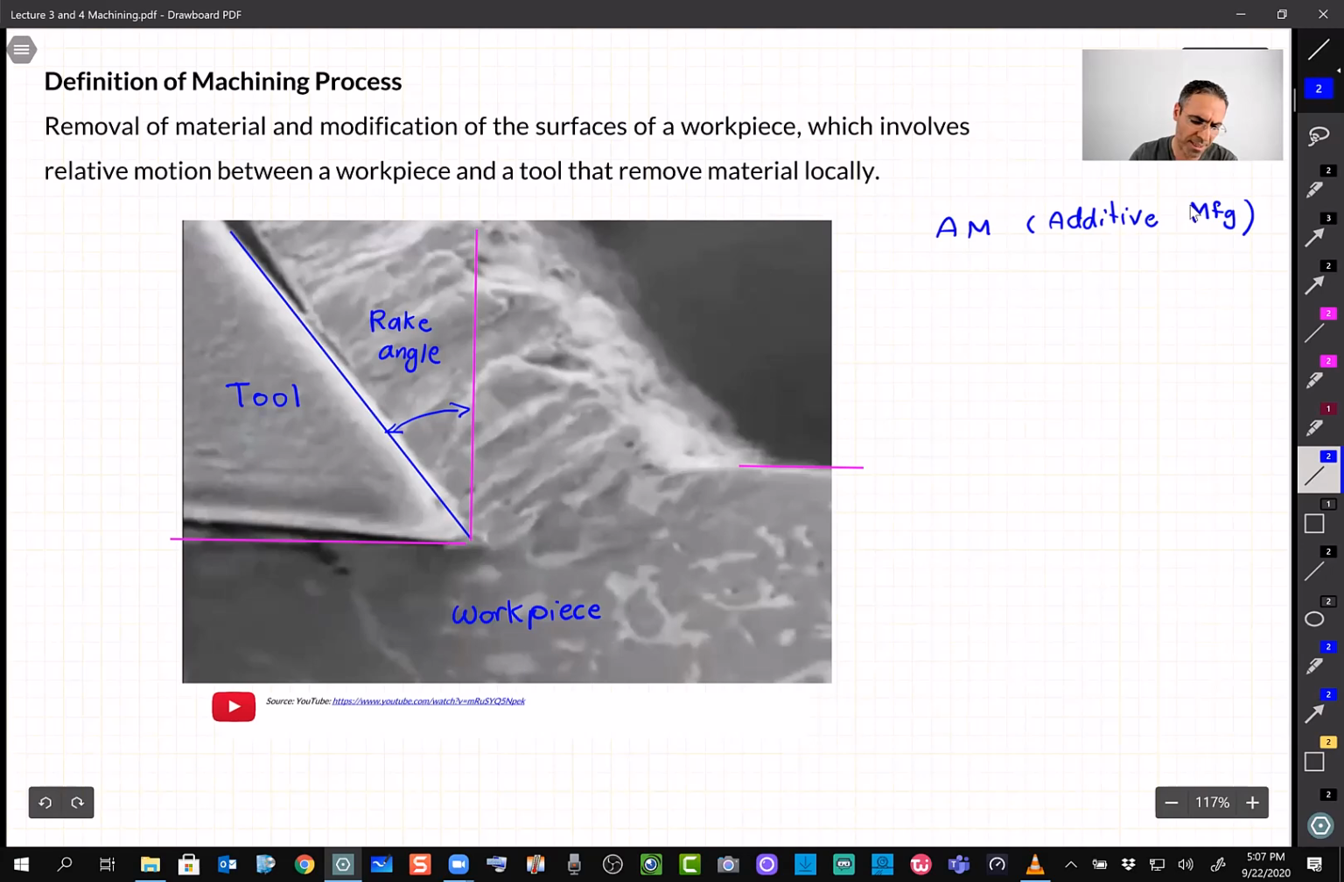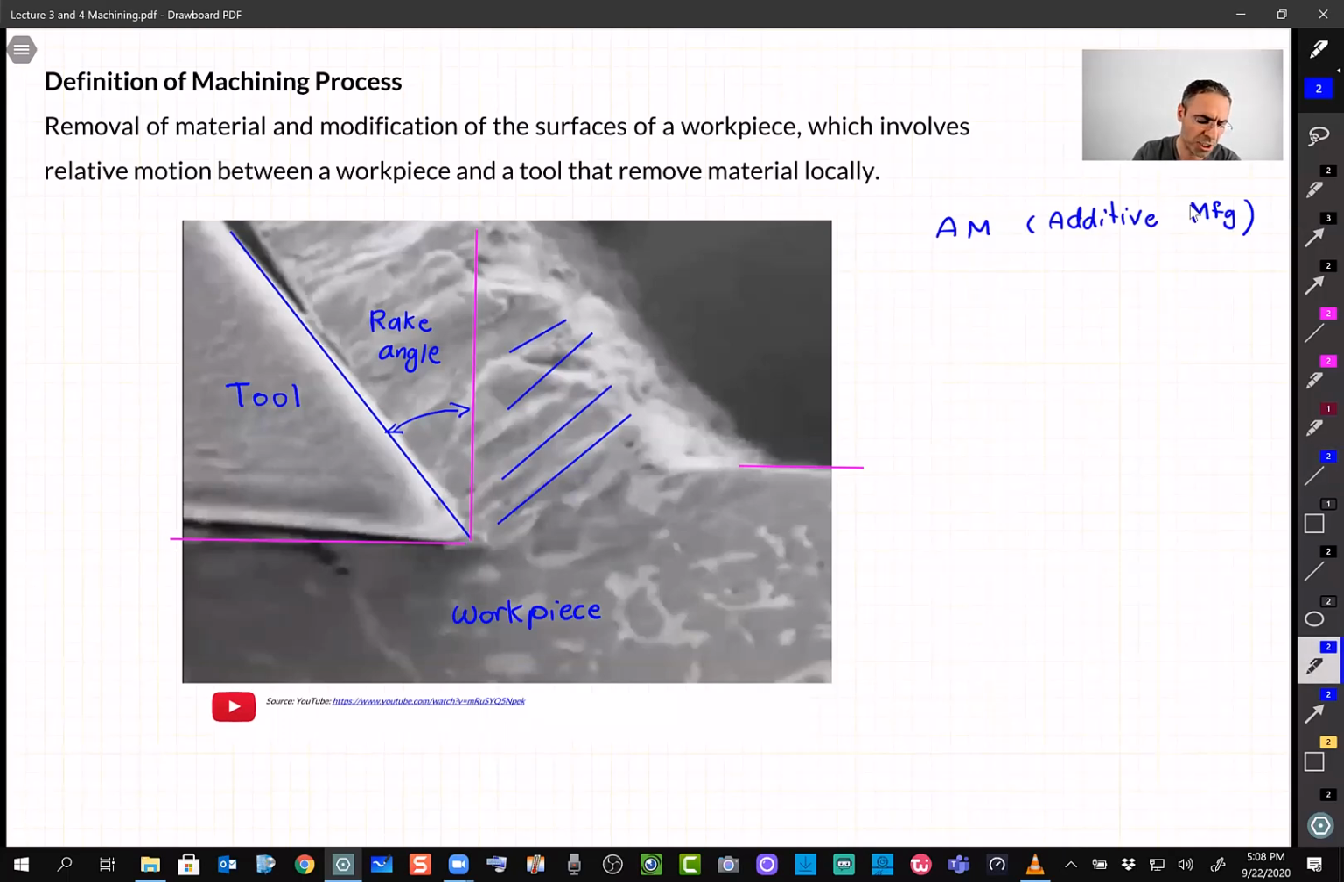So as a matter of fact, there are layers of shearing stress on these lines, which remove the material. On each of these layers, we can imagine there is shearing stress that removes the material. All right. So why is this rake angle important?